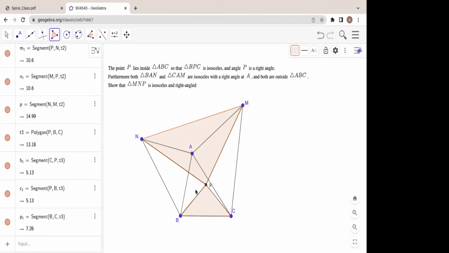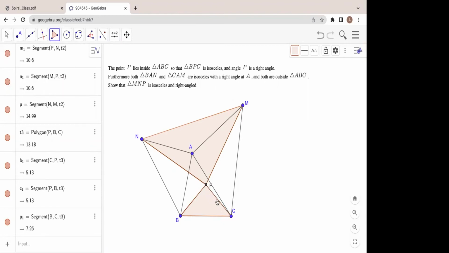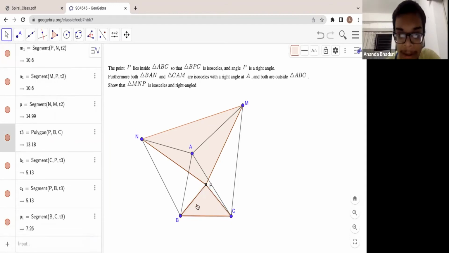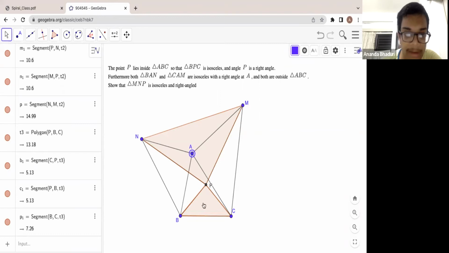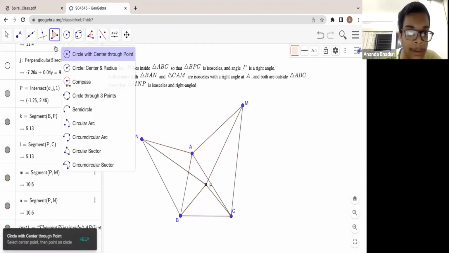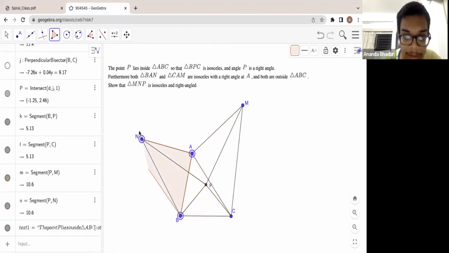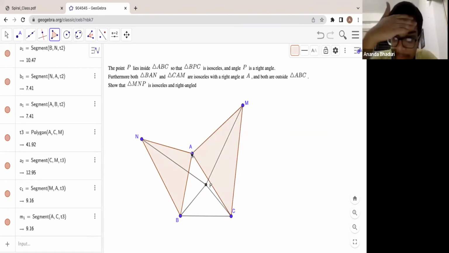We have to show PC goes to NM, but BPC, PC goes to NA is also a spiral similarity, right? BC goes to PC goes to NA. No, those are in fact inversely similar. Triangle BPC is clockwise, BAN is anti-clockwise. PC goes to AN. But there's also 90 degrees at this point.